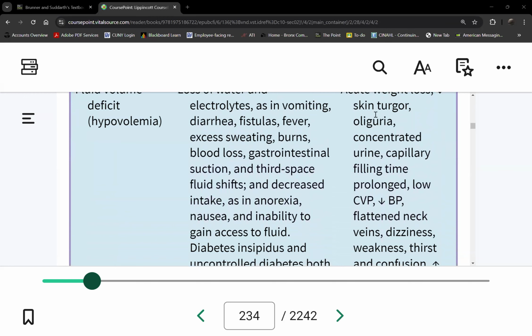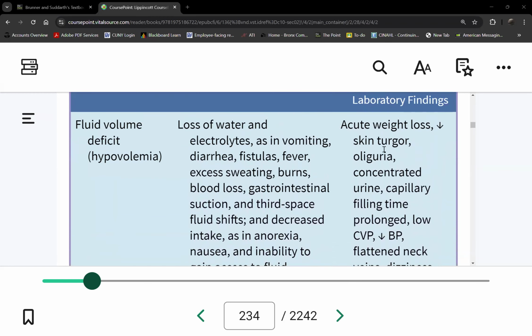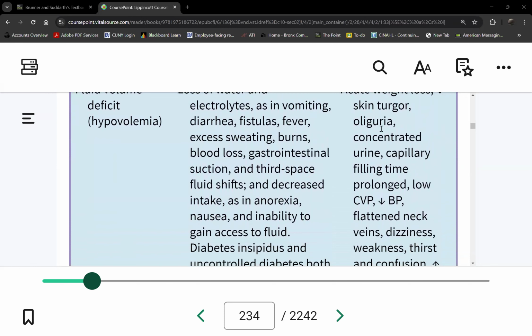What will happen to the skin? Skin turgor, of course, will be decreased or poor. What is oliguria? What is anuria? Let's keep it specific. So oliguria is urine output of less than 400 per day. Anuria is anywhere between 0 to 100 ml per day. I repeat, oliguria: we can say 101 to 400 is oliguria. Then 0 to 100 ml per day is anuria.